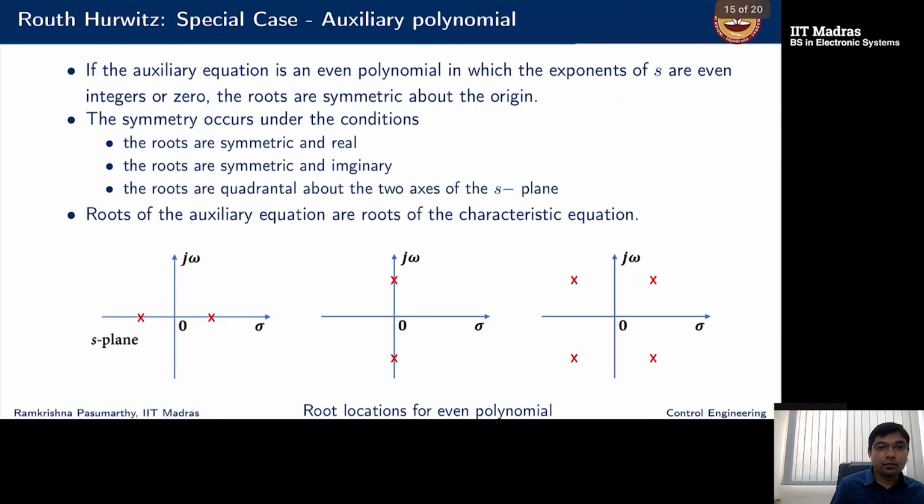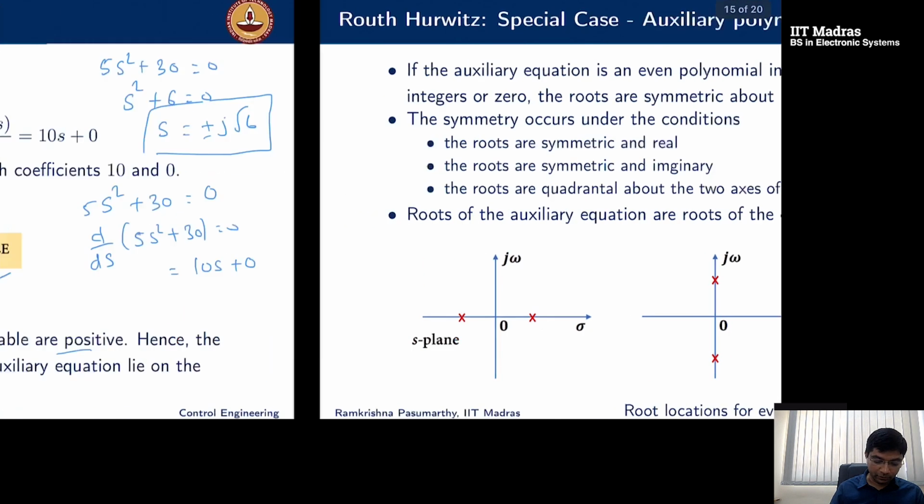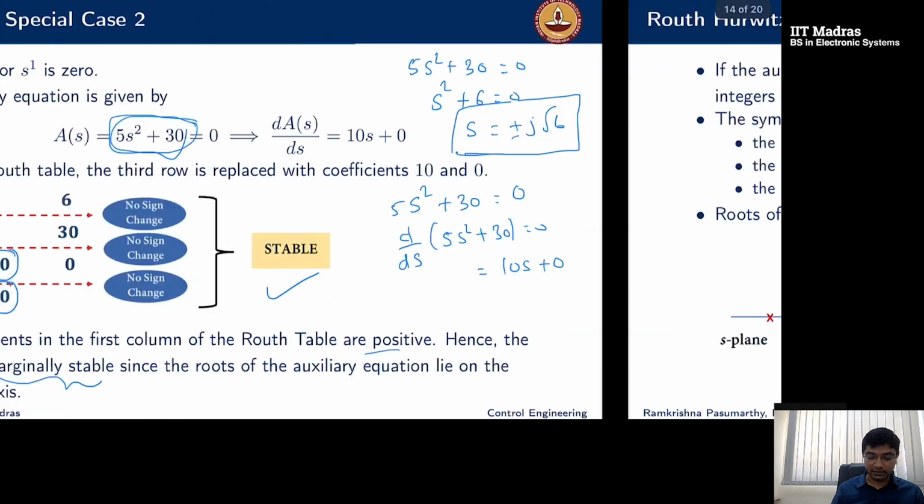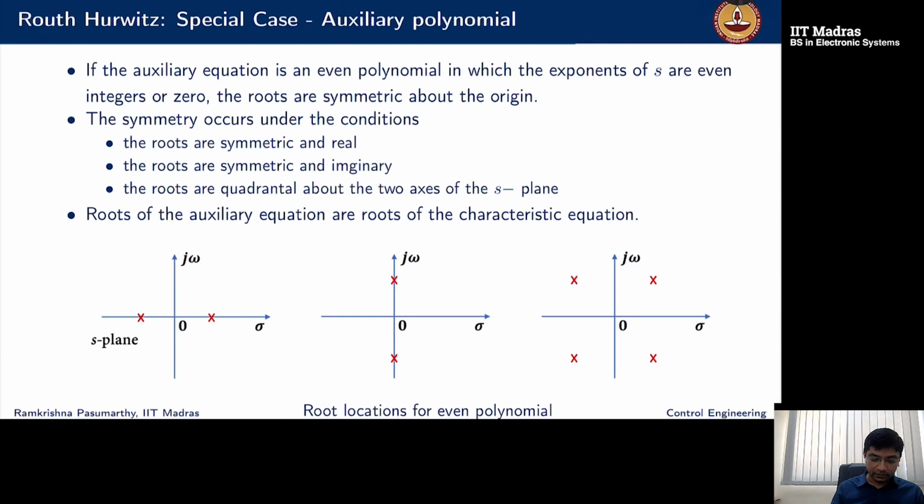Okay, so what is this special case now? If the auxiliary equation is an even polynomial, so here it was an even polynomial, right? I had 5s squared plus 30. And I concluded that the roots are imaginary and therefore the system is only marginally stable. If this is an even polynomial, s squared, s to the 4, and so on, in which the exponents of s are even integers or 0, then the roots are symmetric about the origin.